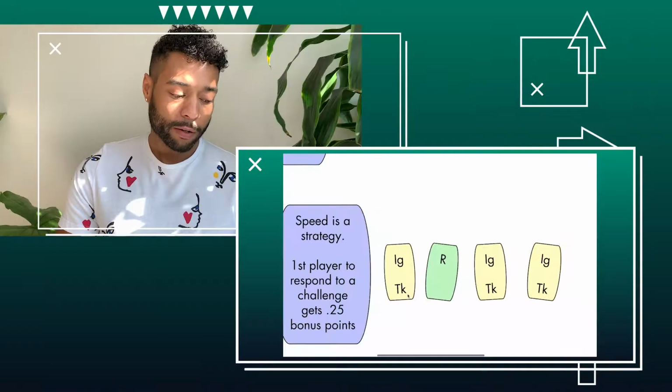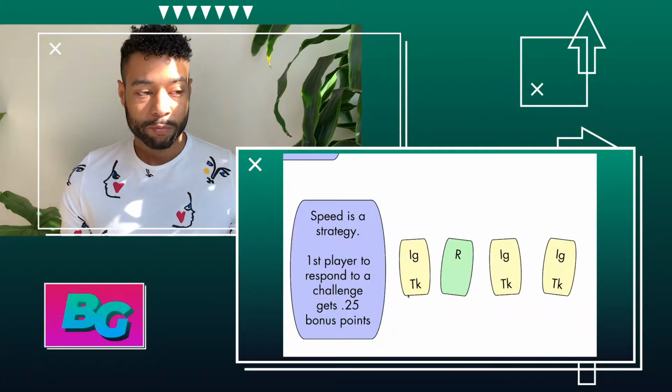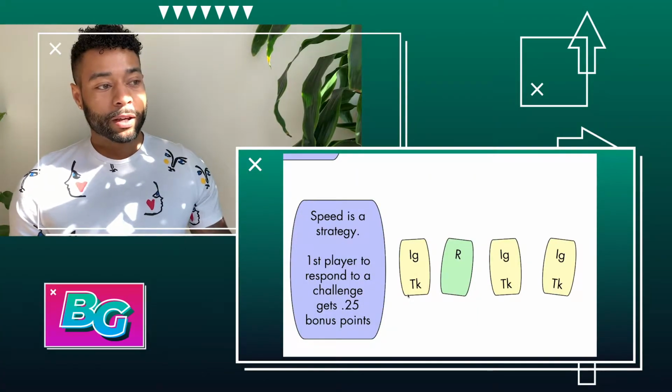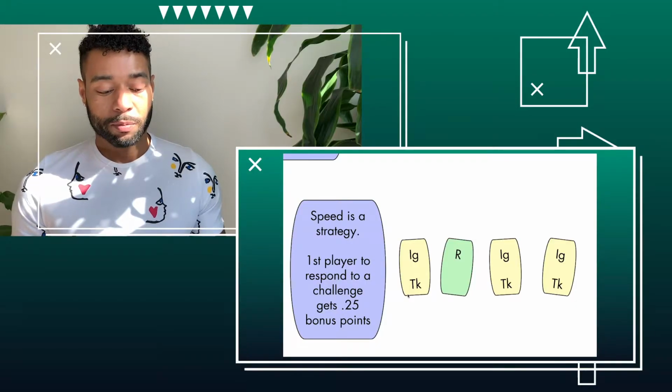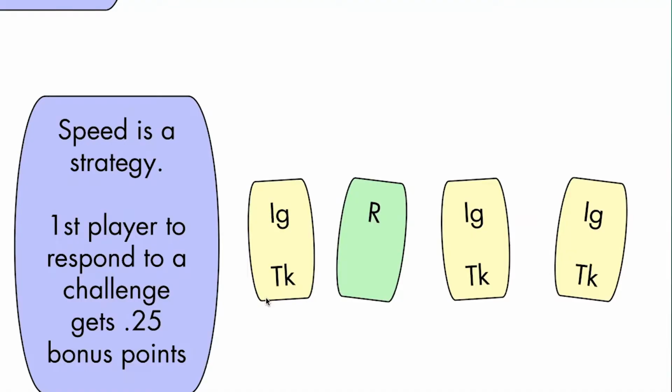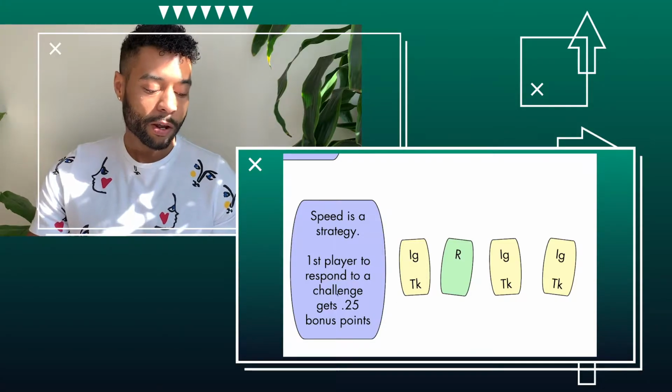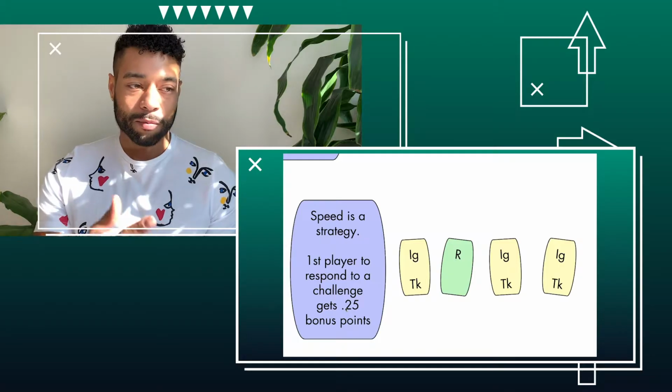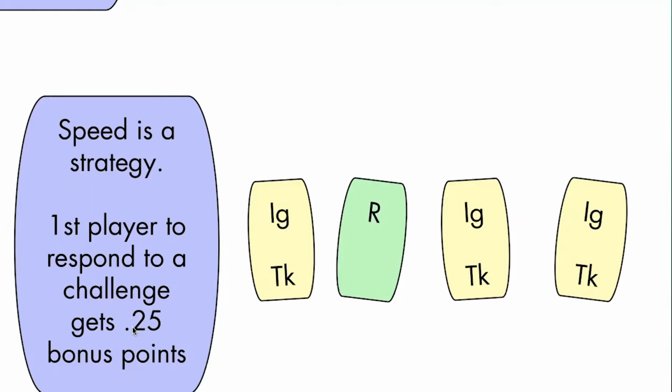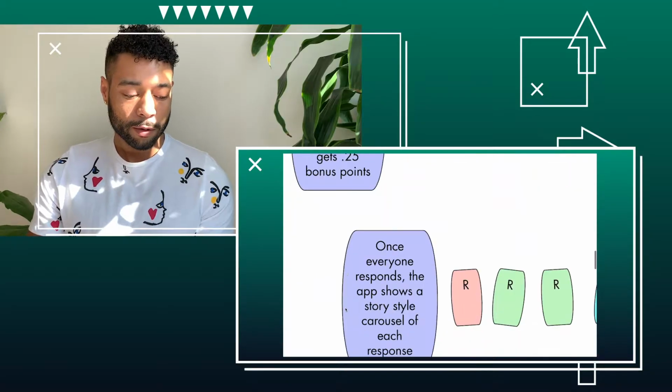Speed is a strategy, right? You win rounds by having the most points, and you get points by people voting on the response to the challenge that they think is the best, okay? And you also get points by being the first person to choose your response to the challenge. So the person that responds first gets a bonus. And we can ignore this 0.25, that number could change, but it's just an indication that you get a bonus by being the first person to respond to a challenge.